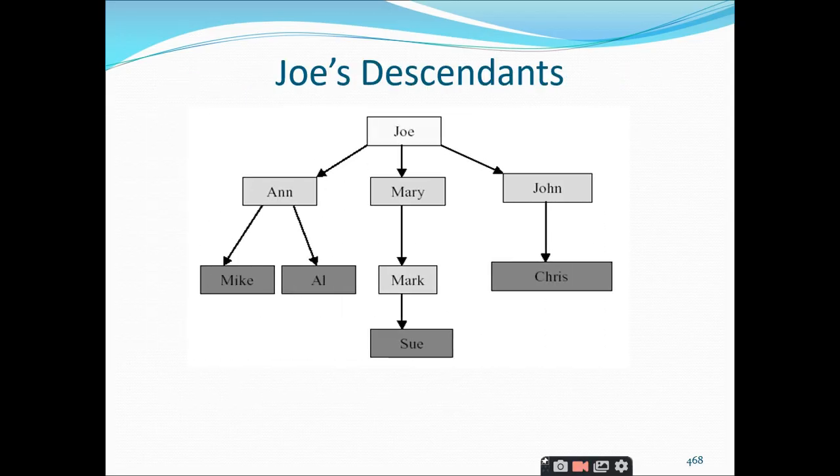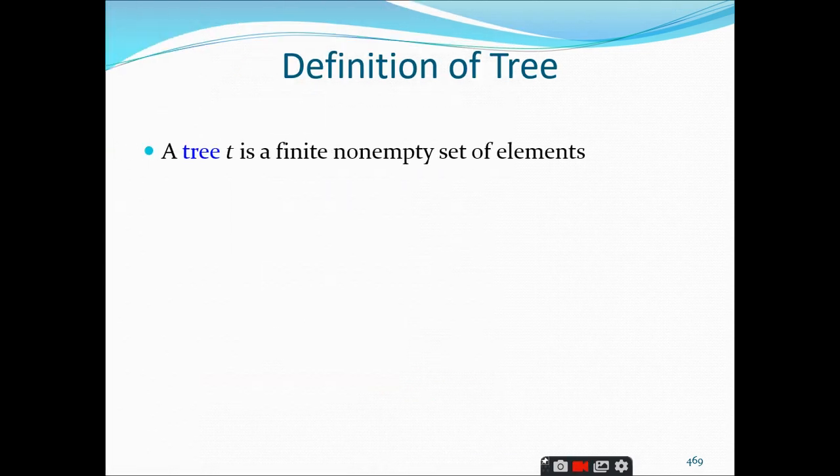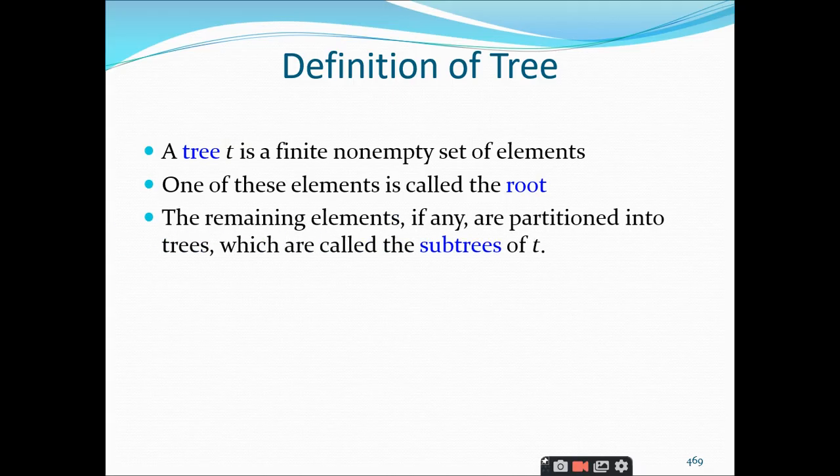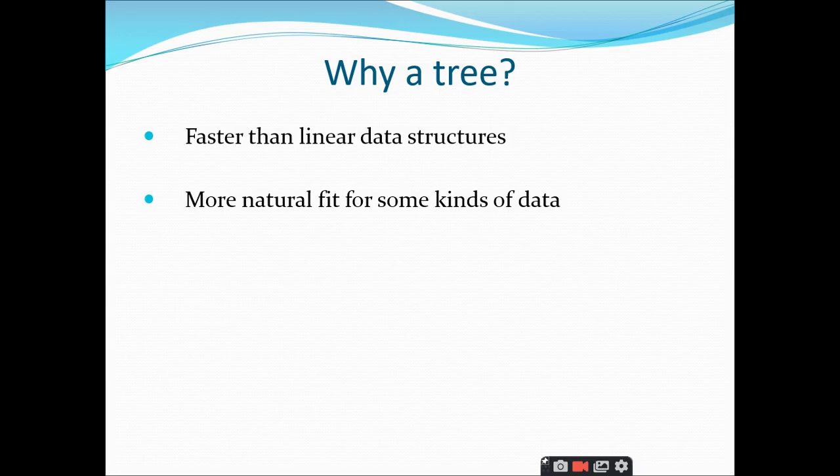So this is another example of terminology. We are just going to skip it, right? So again, the definition of the tree: a tree T is a finite non-empty set of elements. One of these elements is called the root element. The remaining elements, if any, are partitioned into trees which are called subtrees.